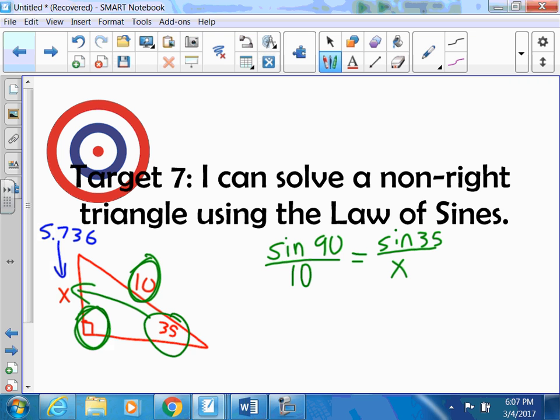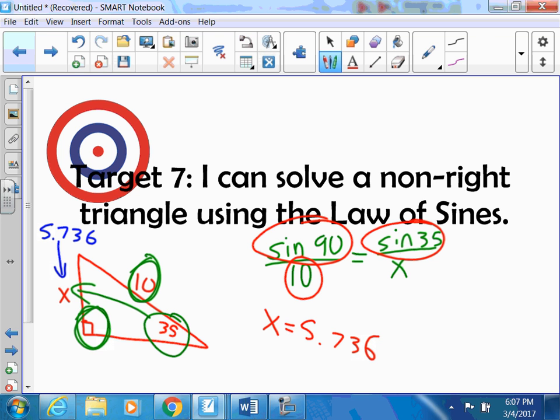Now I'm going to cross multiply. We're going to take 10 times the sine of 35, and once we do that, we will divide by the sine of 90. We're going to type that in our calculator. And if we do that, x equals 5.736. You have got to use your calculator as you go through this to make sure you're getting the same answer I'm getting, because I'm just writing up numbers. As you watch the video, make sure you are typing everything in so you know how to get there.